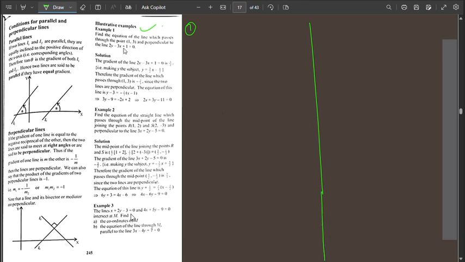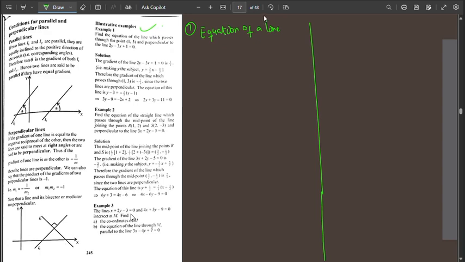In example 1, find the equation of the line which passes through the point (1, 3) and is perpendicular to the line 2y minus 3x plus 1 is equal to 0. So we've been asked to find the equation of a line, and we've learned how to do that.